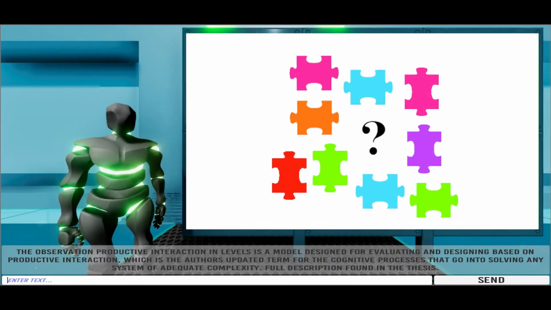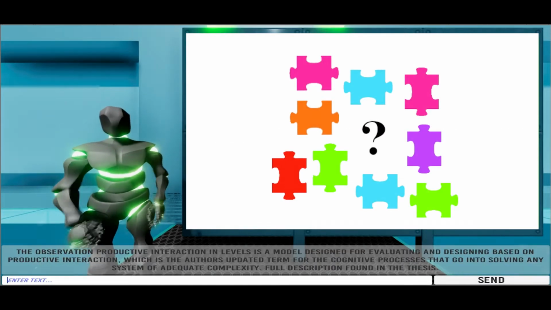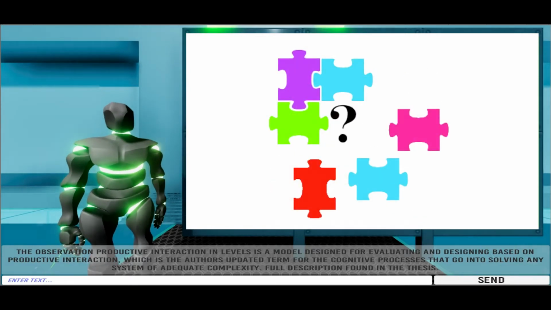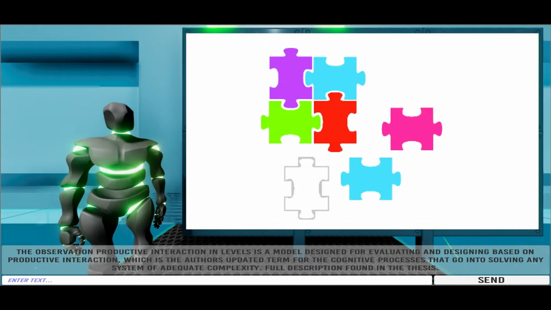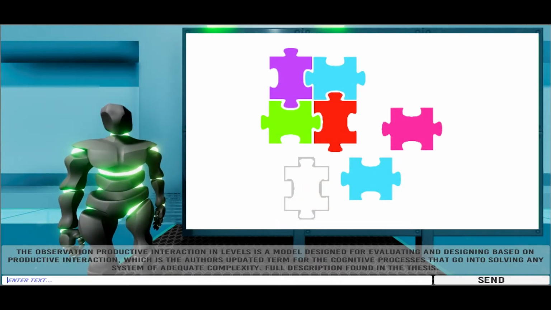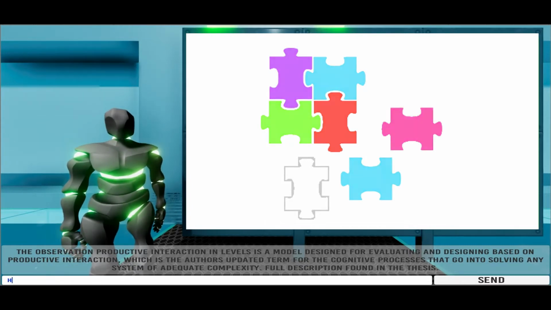Observation of productive interaction in levels is a model designed for evaluating and designing based on productive interaction, which is the authors' updated term for the cognitive processes that go into solving any system of adequate complexity. Full description found in the thesis.